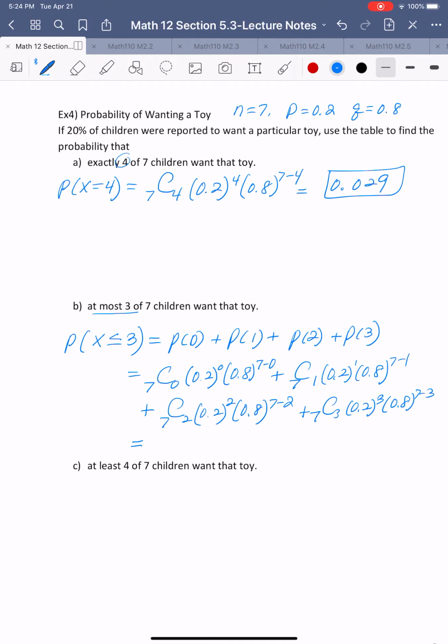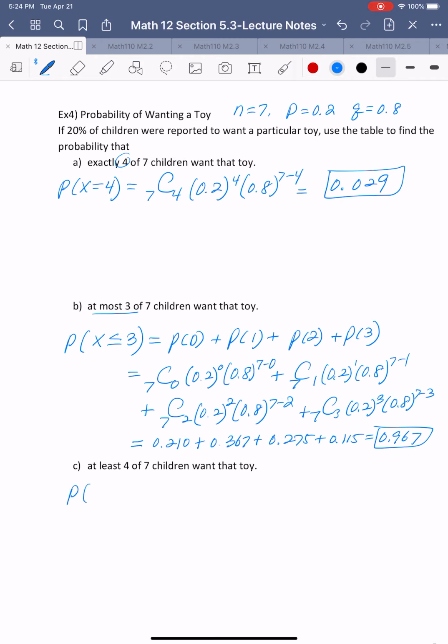So if you do that individually, you got 0.210, 0.367, 0.275, 0.115, which come out as 0.967. Okay. Now, what about at least 4 of the children wanted the toy?